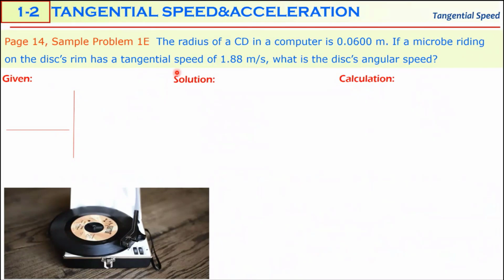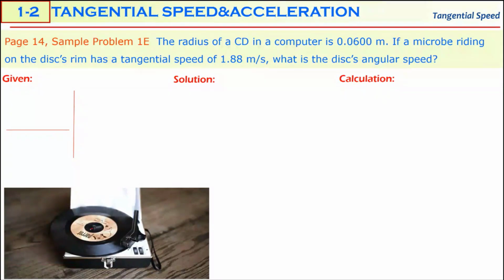One sample problem. The radius of a CD in a computer is 0.6 meter. This is a kind of CD. Right now we don't use so many CDs for listening to music, but in the past those devices were used for listening to music. Of course, it's a disc. CD is a kind of disc. It has a radius of 0.6 from here to there. So that distance is the radius. Let me draw it.